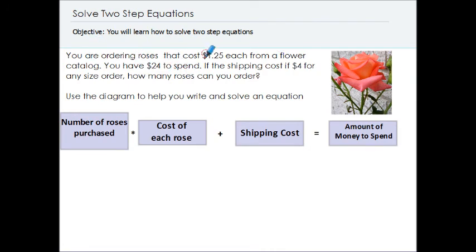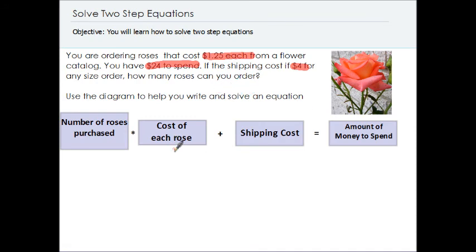All right, let's take a look at this one. You were ordering roses that cost $1.25 each from a flower catalog. You have $24 to spend. So in total, you can spend $24. It costs $4 for shipping, no matter what the size is. It wants to know how many roses you can order.